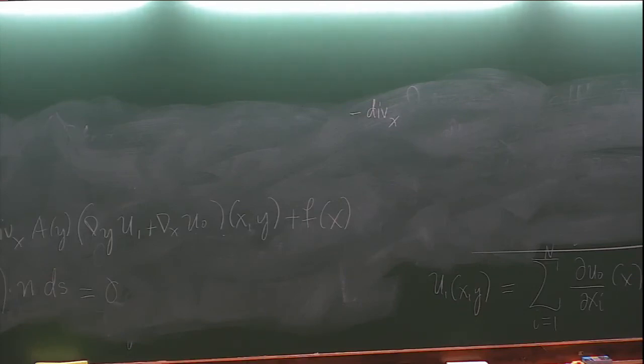And hence the normal derivative also is different. So there is some sort of periodicity. Why is it zero? For the normal, that's why.